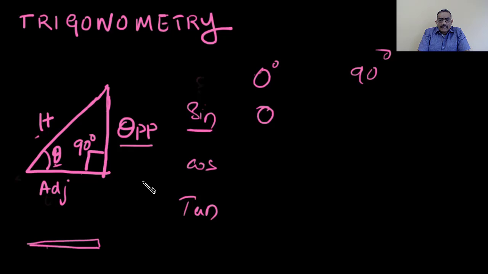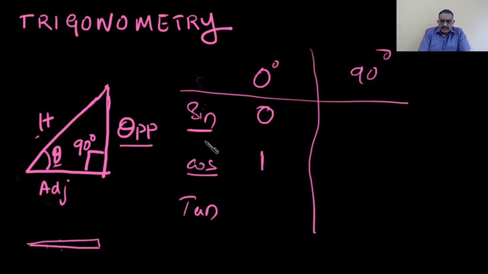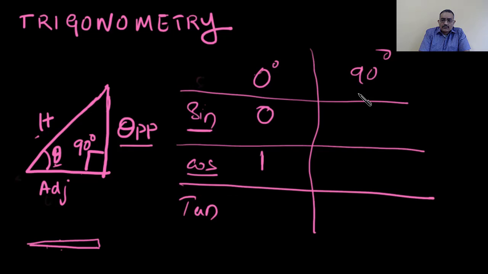Alright. Now the cos theta at this 0 degrees, the hypotenuse and the adjacent side become equal in size because there is no opposite side. Both these are the same line. So this value will become 1. Alright. Now let's talk about this 90 degrees. Before we get to tan, let's separate these to make a table, and let's focus on these 90 degrees.